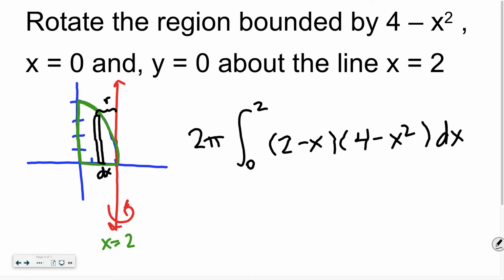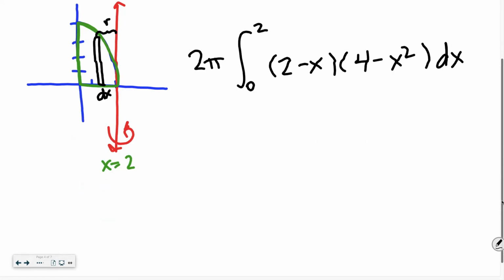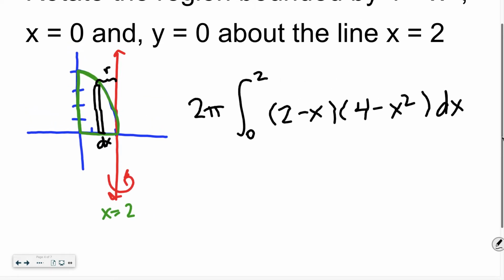You have a question? Well, yeah, what if it was on the left side of the y-axis? Okay. If it were on, let me see what my next example is. Okay, our next example is going to have one like that. And so, can we take a time out and I'll answer that next? Okay. Other questions about the setup?